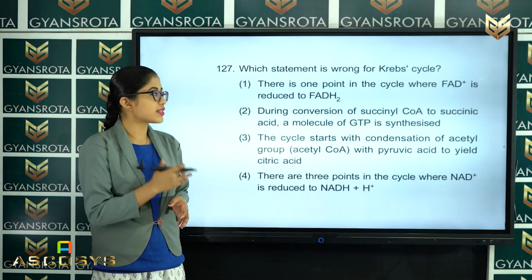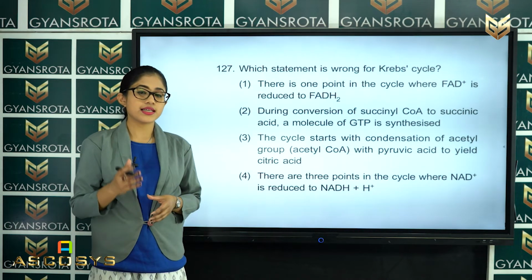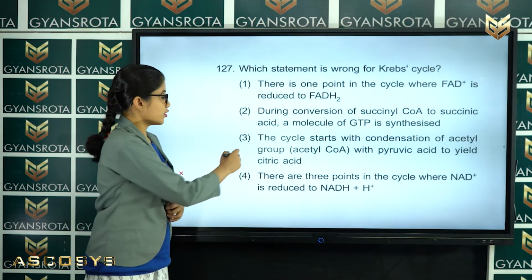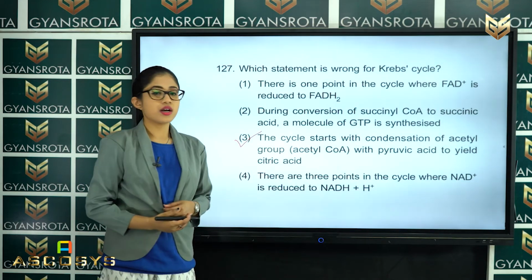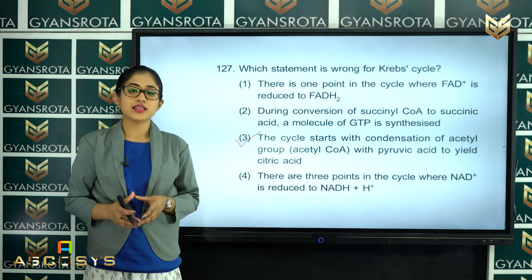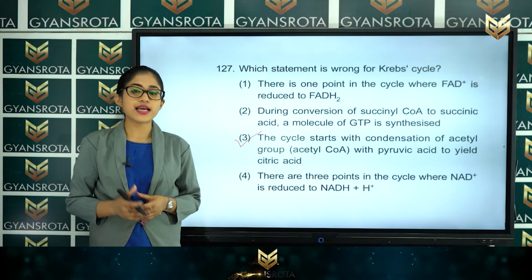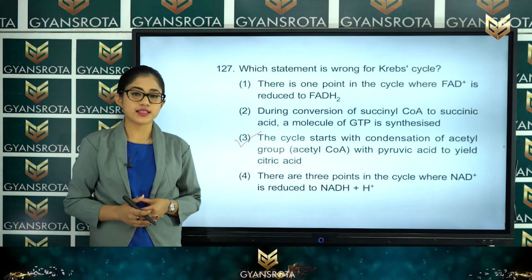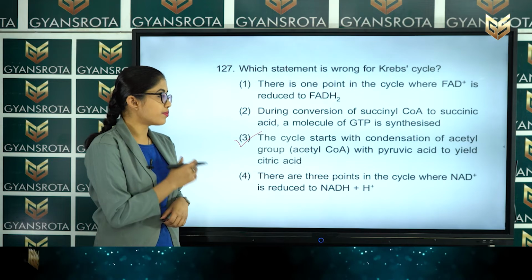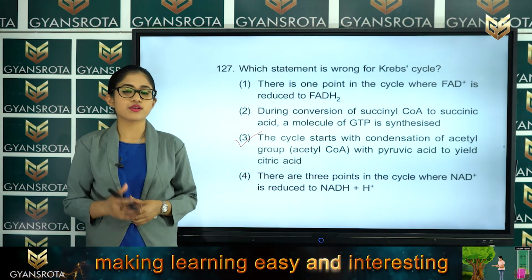So, what is the correct answer of this question? Which among them is the statement incorrectly written? That is option number 3. Option number 3 states that the cycle starts with the condensation of acetyl coenzyme A with pyruvic acid to yield citric acid. So, that is the incorrect statement, and this is the correct option for this question. Now, let us move on to the next question.